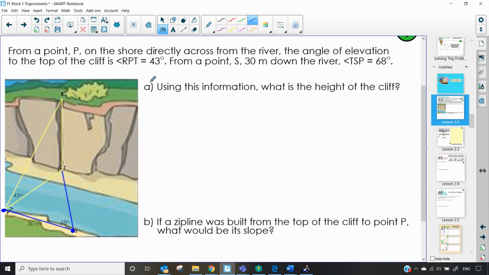Now, the first question says, using this information, what is the height of the cliff? So our ultimate goal is to find the height of the cliff. Now, when we have two triangle problems, our biggest obstacle is figuring out what we have, what we need, and what we're going to do to get there. So often when we have two triangle problems, there is a shared line between our triangles. And so if you notice, we have this yellow triangle and we have the blue triangle, and that yellow line is the shared line. And so quite often we're going to be finding the shared line and using that shared line to find our missing information.